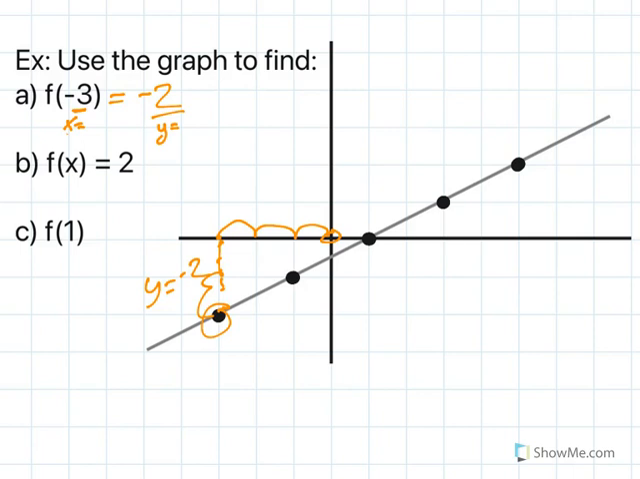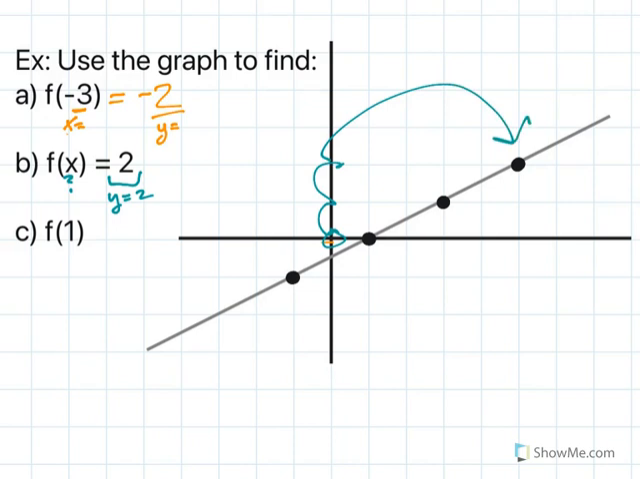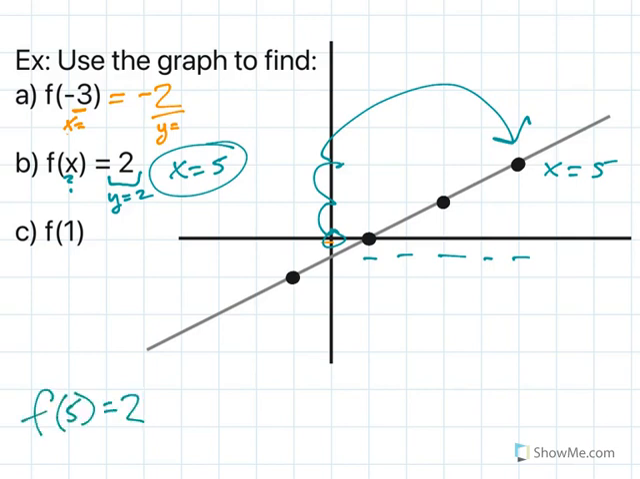In letter B, we see f of x equals 2. So we're saying we don't know necessarily what x is, but we know that the output, or y, is 2. So what is x when y is 2? Again, from the origin, we're going to find y is 2. So up 2, what's the x value associated with that? Well, it's over here. So 1, 2, 3, 4, 5. X is 5. So if we want a y value of 2, then we would say f of 5 equals 2.